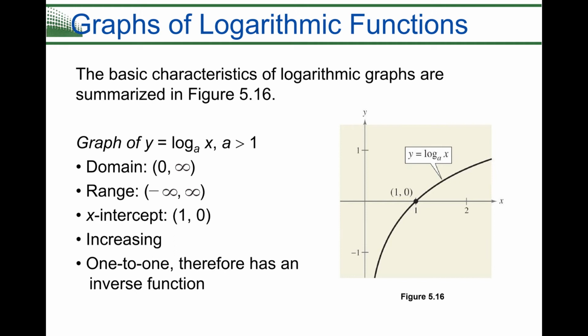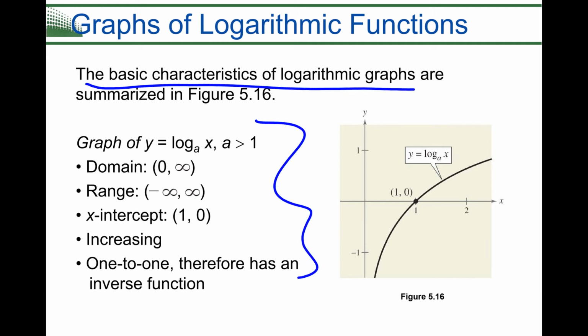Things I would write down: the basic characteristics of a logarithmic graph are below. The domain is 0 to infinity. You can see that's the reverse of what we saw in the exponential function. The range this time is negative infinity to infinity. We have an x-intercept of (1, 0). It's increasing, and it's 1 to 1. Therefore, it has an inverse function.